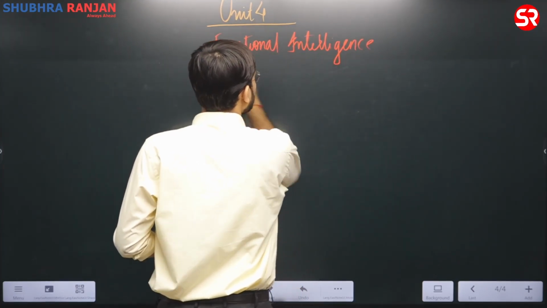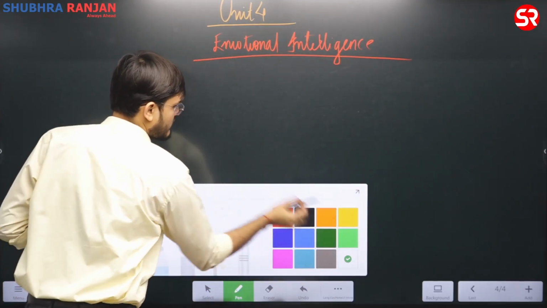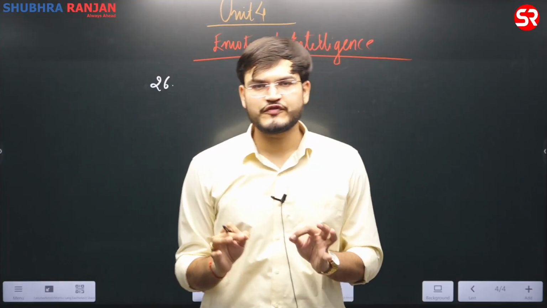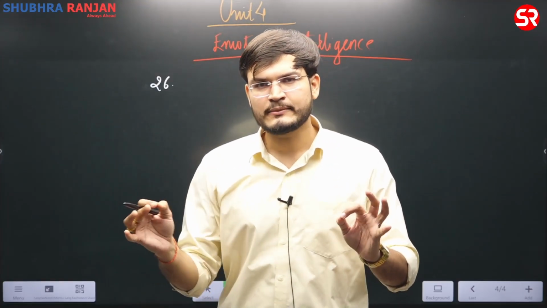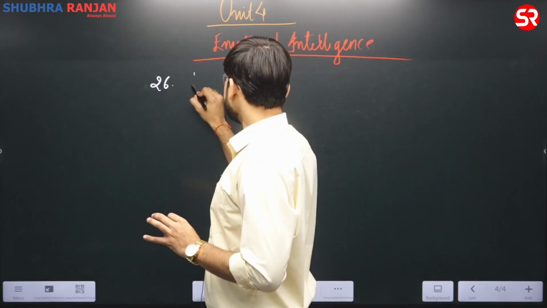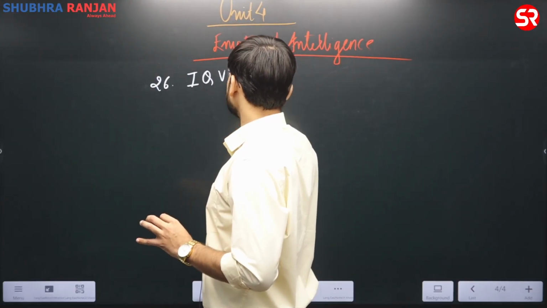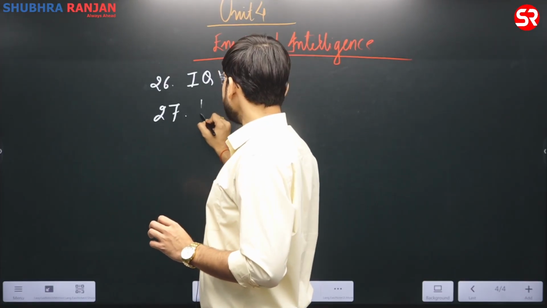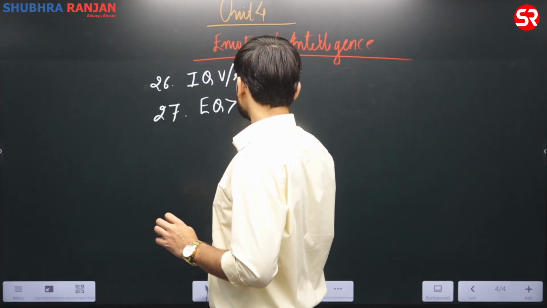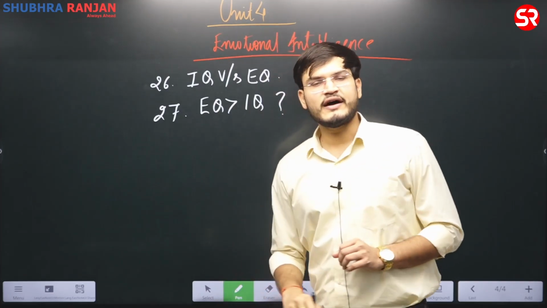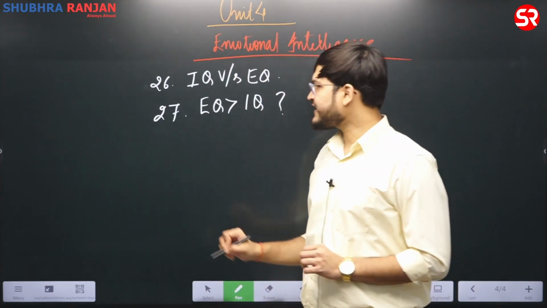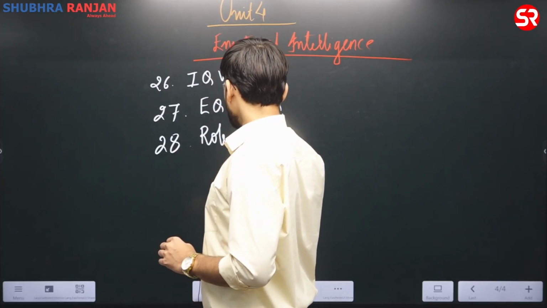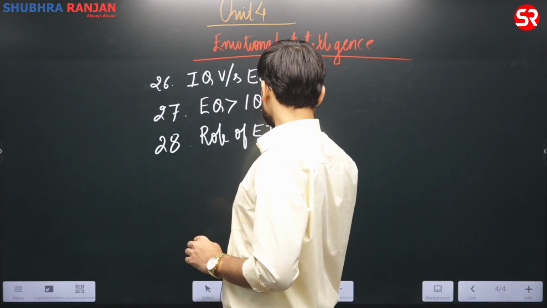Here, if you see what themes they are asking, any question on the aspects of emotional intelligence, you will always start with Daniel Goleman. The first aspect they can ask is IQ versus EQ. The second aspect is why EQ is more important than IQ. The next question they can ask is the role of EI in administration.